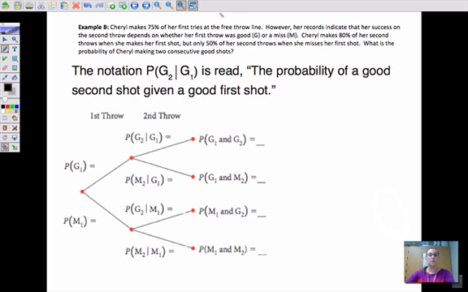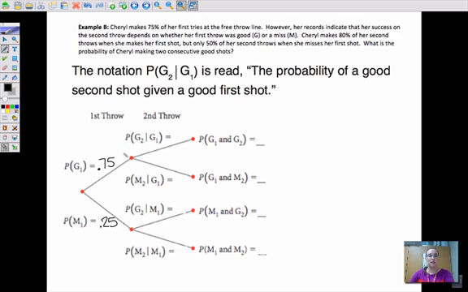All right, the next one is a little bit more complicated. This is saying Cheryl makes 75% of her first tries at the free throw line. So a good shot and a miss, I'm going to think about 0.75 and 0.25 for the first shot, okay? And then it says that her records indicate that her success on the second throw depends on whether her first throw was good or a miss. She'll make 80% of her second throws when she makes her first shot.